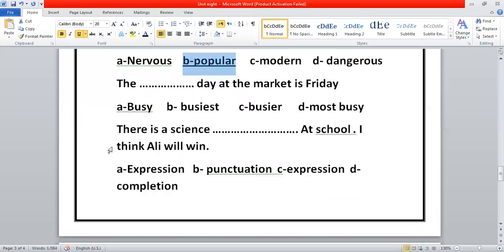The coming one. The busiest day at the market is Friday. Busy, busiest, busier, most busy. What is the right answer? I compare between one day and the other days. So the right answer is busiest. The busiest, from busy. I changed the Y into IEST.